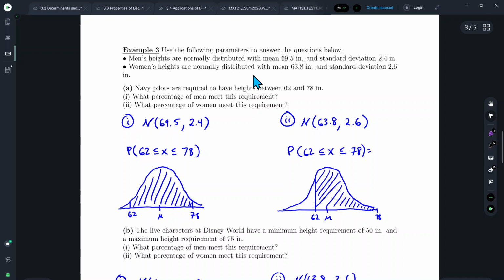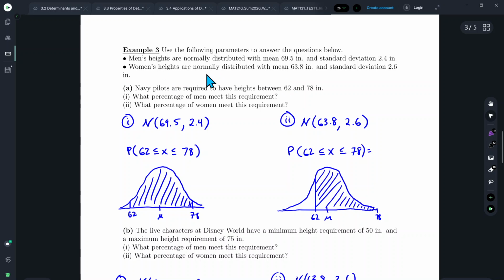In this video, we're going to look at some more examples of calculating word problems involving the normal distribution. So in this problem, it states that men's heights are normally distributed with a mean of 69.5 inches and a standard deviation of 2.4 inches. And women's heights are normally distributed with a mean of 63.8 inches and a standard deviation of 2.6 inches.